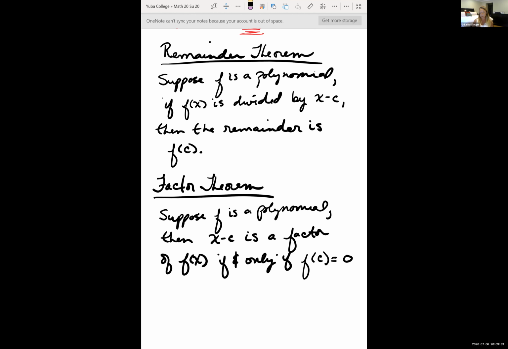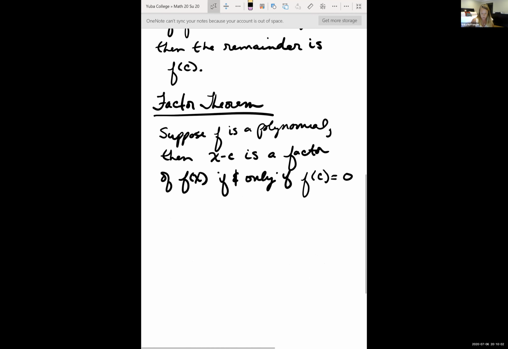Okay, so if and only if means it goes back and forth. So if I had found that f of c equals 0, then I would know a factor of my polynomial. I would know it'd have to be x minus whatever this number was. Or if I divided x minus c into my polynomial f of x, then my remainder would be 0 if this was a factor. So I'm not going to prove that to you. But let's look at an example real quick.